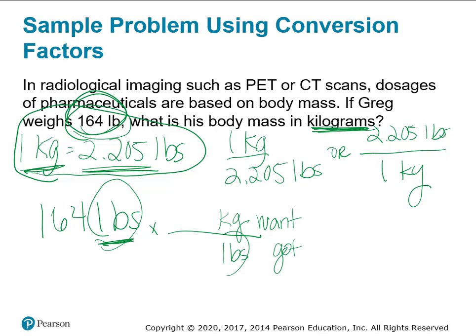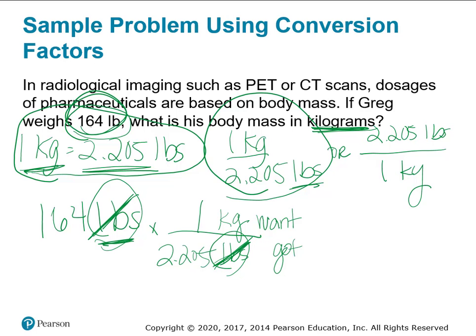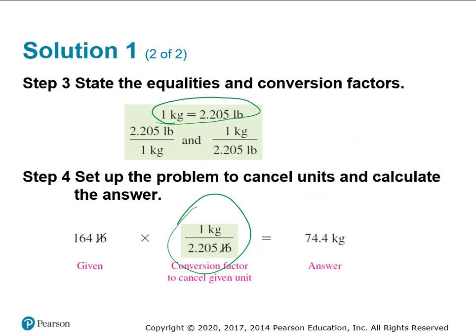I need pounds and pounds to be diagonal from each other in order to cancel out. So I need the conversion factor with pounds on the bottom, which would be this guy. 1 kilogram is 2.205 pounds. Again, notice pounds and pounds cancel, leaving me with the only unit being kilograms. There's our conversion factor, and if you plug this into your calculator, 164 times 1 divided by 2.205 should give me, with 3 significant figures, 74.4 kilograms.